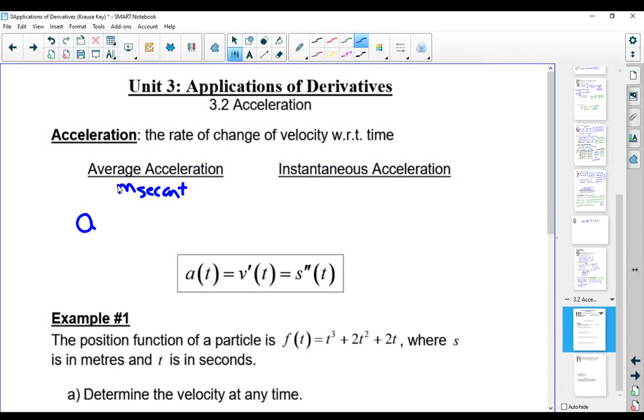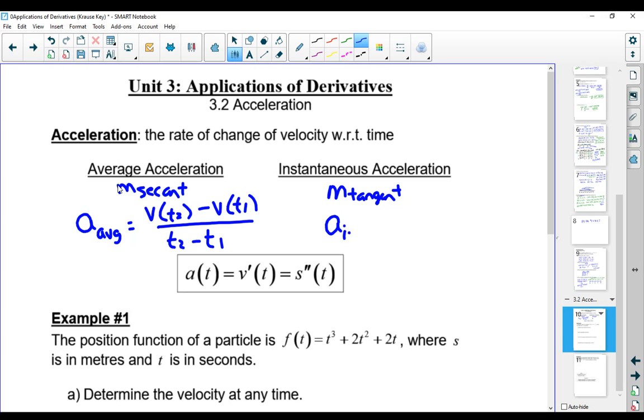So our average acceleration would be velocity at time 2 minus the velocity at time 1, all over time 2 minus time 1. When we're doing instantaneous, this is our tangent line, and this is where we're doing the derivative. So the instantaneous acceleration would be the derivative of velocity. So acceleration is the derivative of velocity. Velocity is the derivative of position, and that means that acceleration is the second derivative of position.